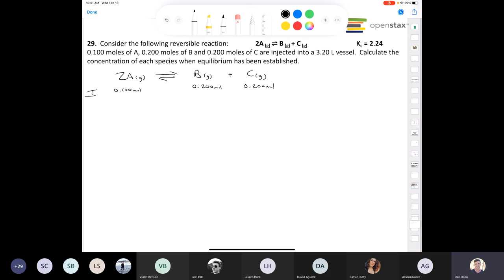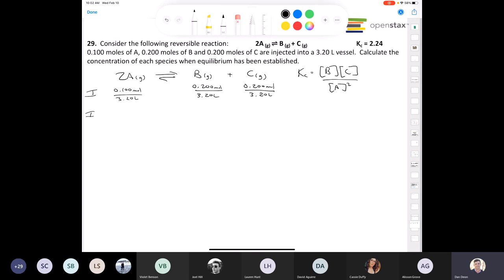It doesn't tell us that they're at equilibrium, so that means it's not at equilibrium. We know that our Kc expression is equal to the concentration of B times the concentration of C divided by the concentration of A squared. That's our Kc expression, so we need everything in concentrations. That means we're going to have to divide all of these by the volume, 3.20 liters for all these.